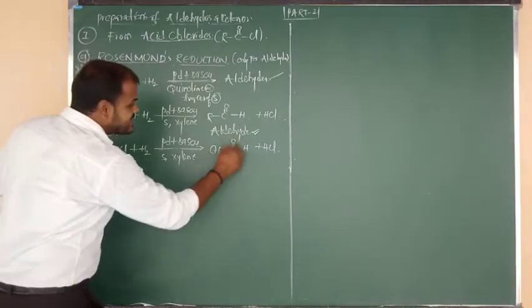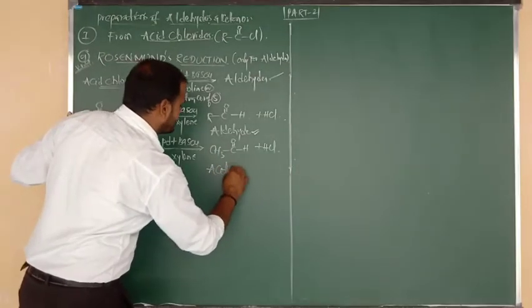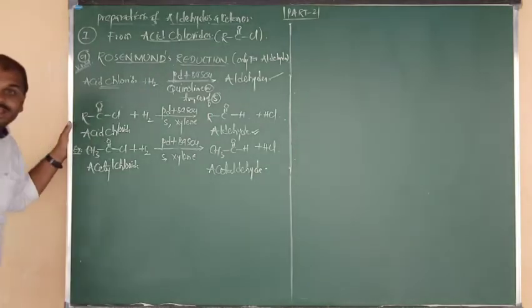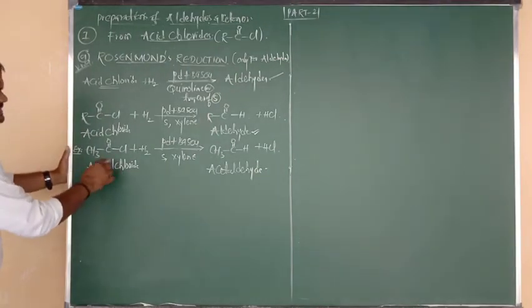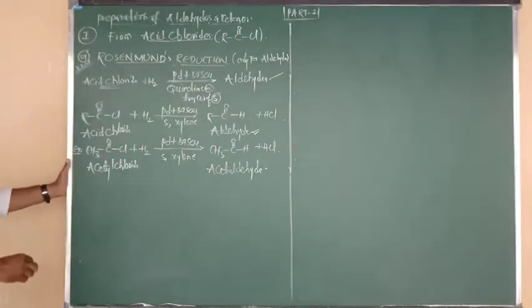CH3CHO, I have told you many times. So the name of this aldehyde is nothing but what? Acetaldehyde. Did you understand? Good. So acetyl chloride upon Rosenmund reduction gives the product, which is nothing but acetaldehyde.